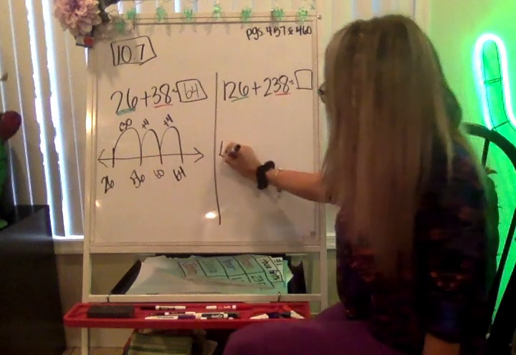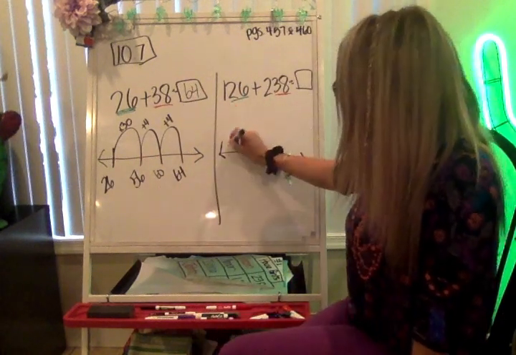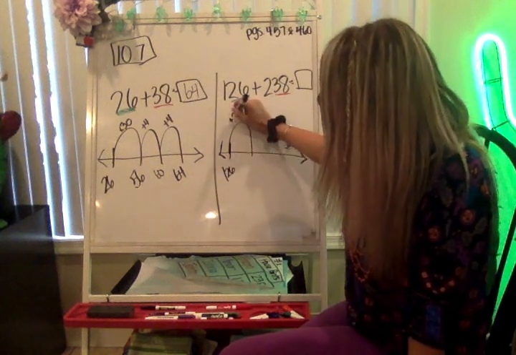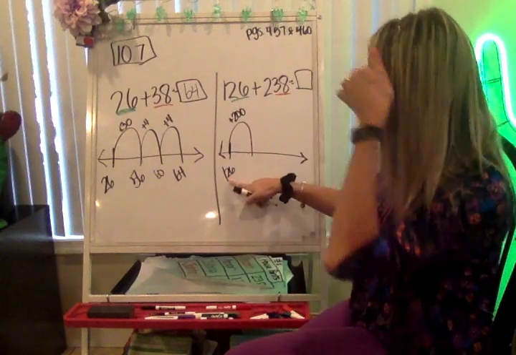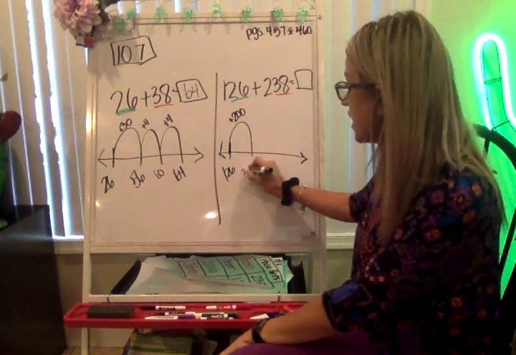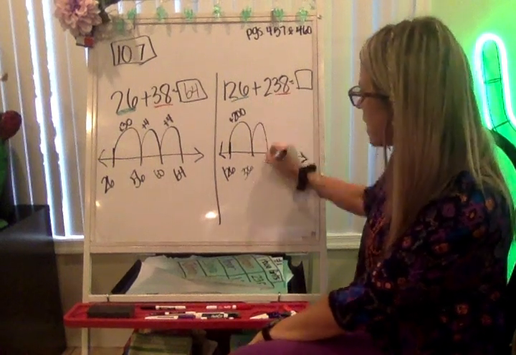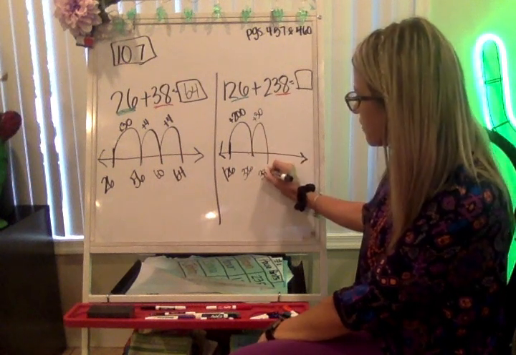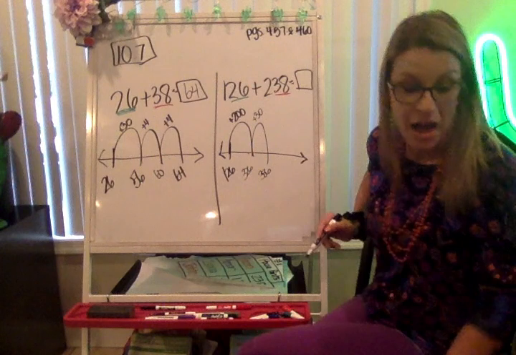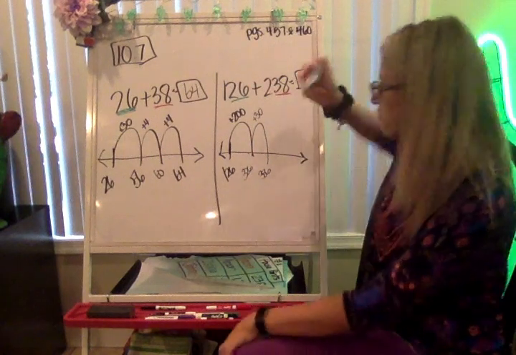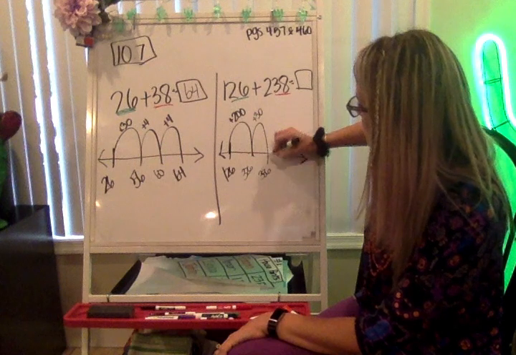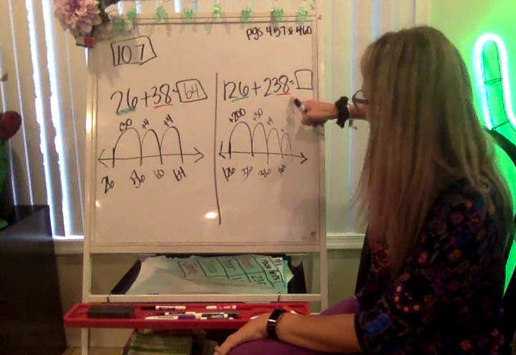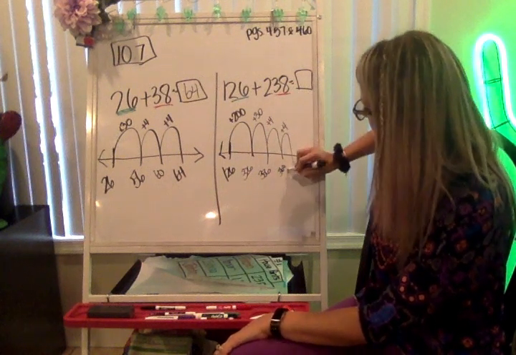Now over on this second equation, I'm starting with 126. And I'm going to add 238. Step 1, we're going to be adding that 200. So 126 plus 200 is 326. Now I'm going to add my 30. So 326 plus 30, 356. I also need to add the 8. I'm going to break apart the 8 into a 4 and a 4. So 356 plus 4 is 360. I'm going to add 4 more so that I've added a total of 8. That gets me to 364.